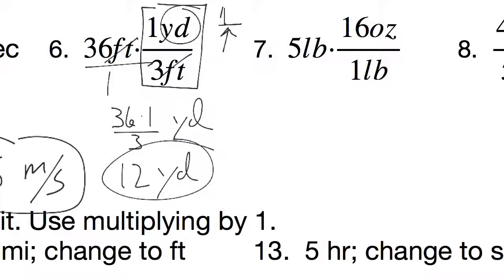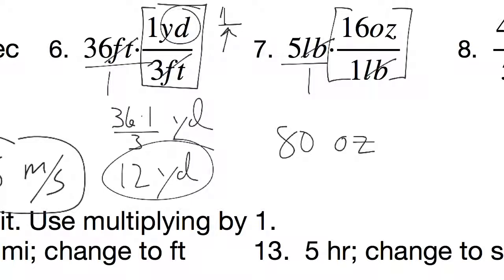So here we've got 5 pounds, and you're going to multiply it by a form of the fraction 1. 16 ounces is equal to 1 pound. But what happens is the pounds cancel. 1 on the top, 1 on the bottom. So you get 5 times 16, which is 80 ounces.